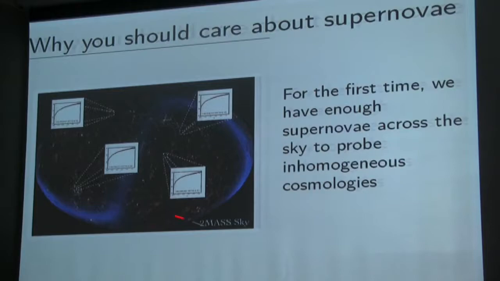So you can start doing interesting things like saying, well, do we get a different value for w in this direction versus this direction? You can start testing inhomogeneity. And you can start measuring the local inhomogeneities of the universe. And I know at this conference there's a few talks on inhomogeneous cosmology, so hopefully this will be of particular interest. So this is why I think LSST is amazing and why we're actually interested in supernovae with it.